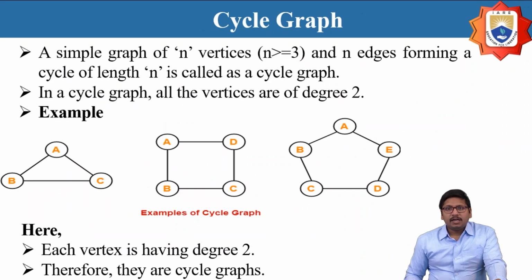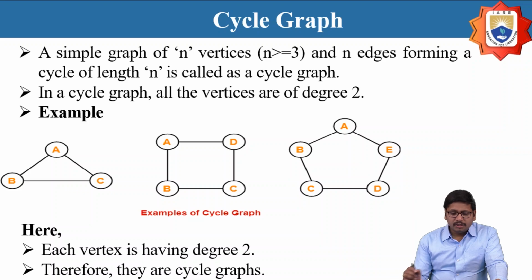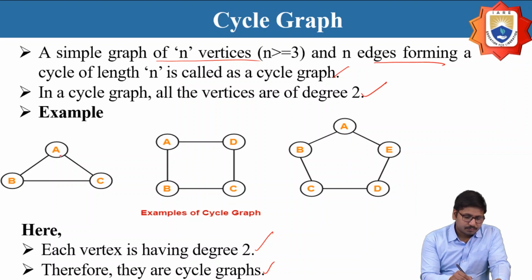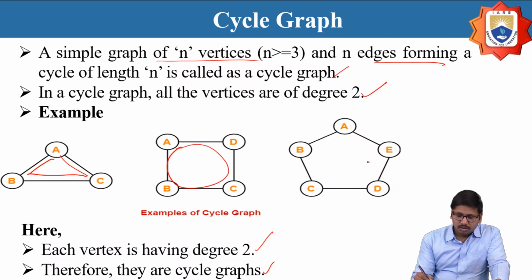And what is a cyclic graph? A simple graph of n vertices and n edges forming a cycle of length n is called a cyclic graph. In a cyclic graph, all the vertices are of degree 2. Here each vertex has degree 2, therefore these are called cyclic graphs. See here, this is one cycle, and this is another cycle, and this is also another cycle.